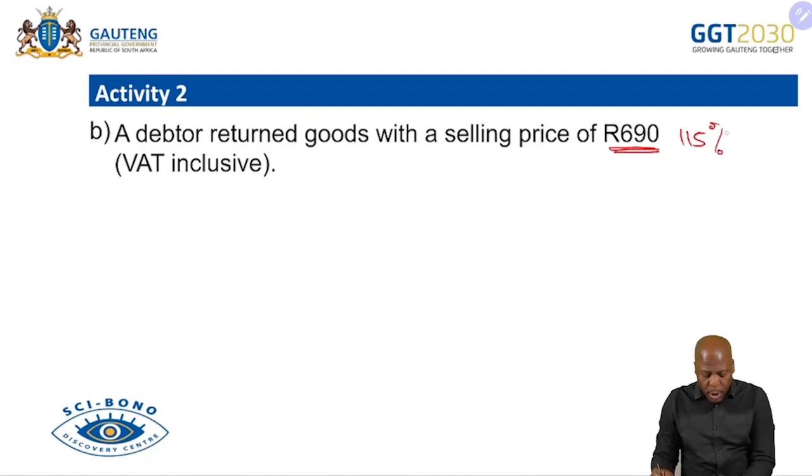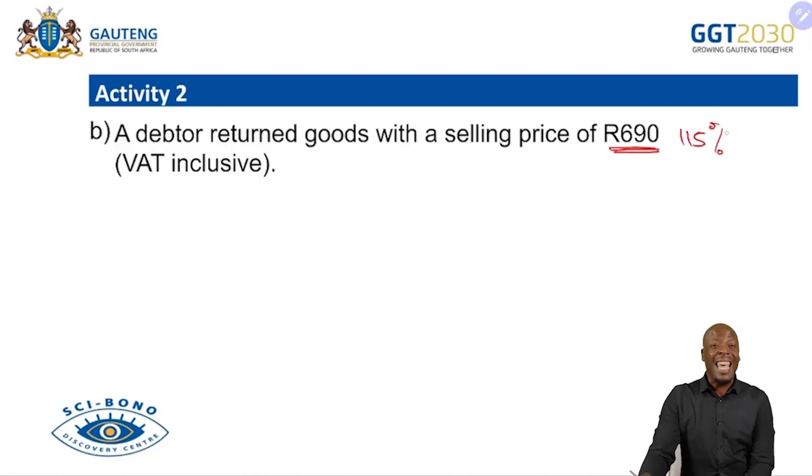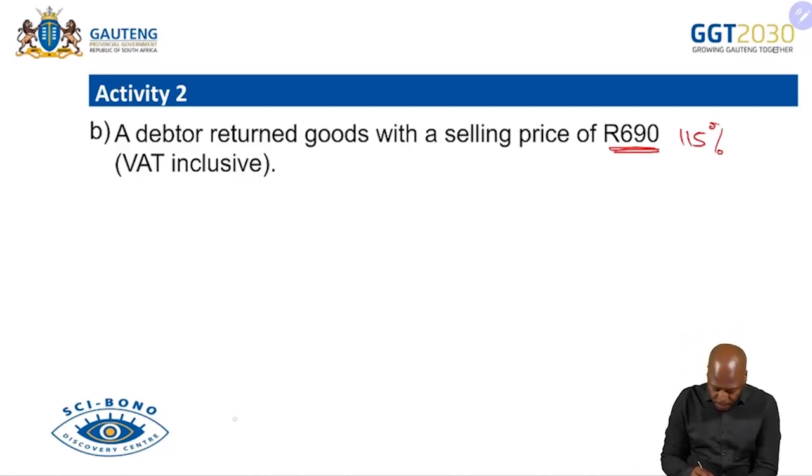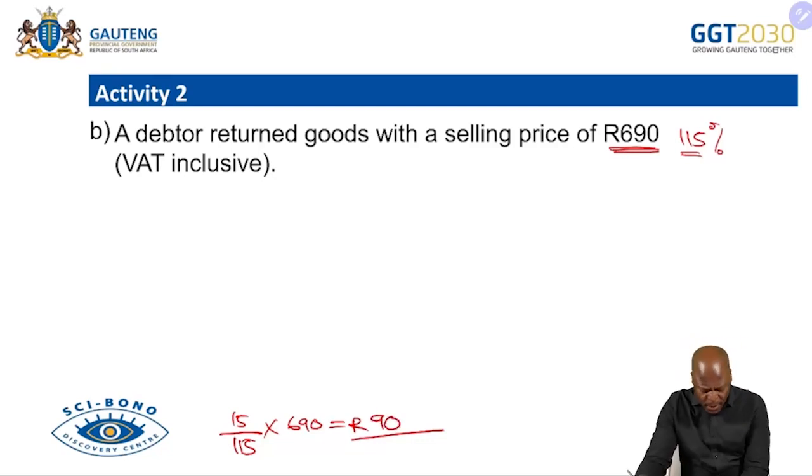Okay, so what do we want? Remember, we want our VAT because we are preparing a VAT control account. So what I want is 15. Here's what I want. What do I have? We've already established that. That is a simple matter now. We have 115. Then we multiply that by 690 rands. Okay, let's see. How much then do we get? You should end up with 90 rands. That becomes my VAT.